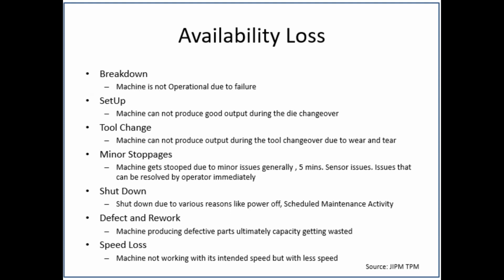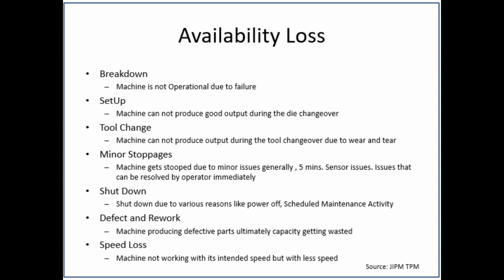I'll give an example. Say there is one sensor whose position gets disturbed, and because of that some kind of malfunctioning is observed. So the operator will quickly stop the machine for some time, adjust that particular sensor and again start the machine. So these are categorized under minor stoppages. Shutdown loss, again the machine is not working because of, say, power loss or a scheduled maintenance activity, anything. That will be called an availability loss.